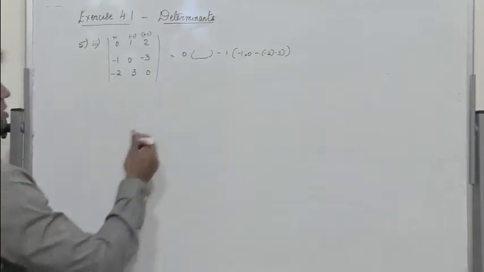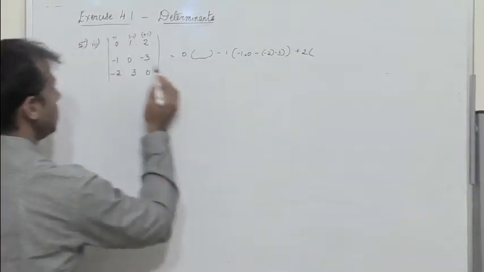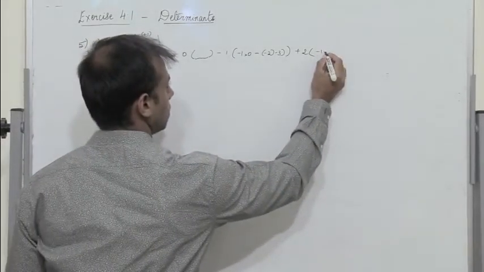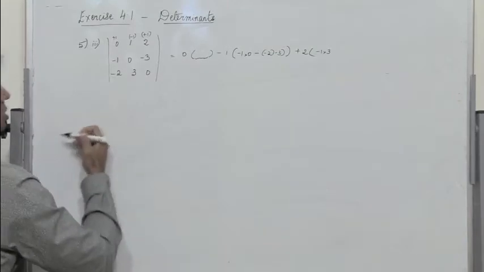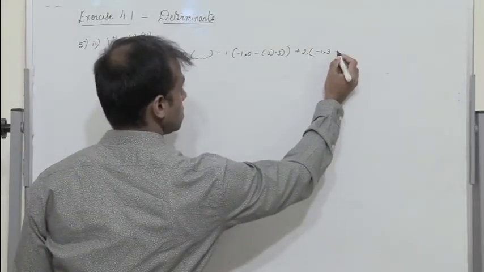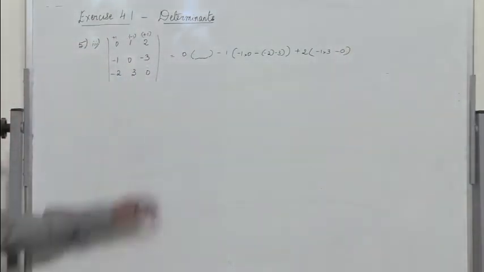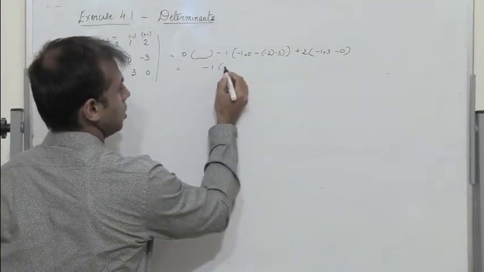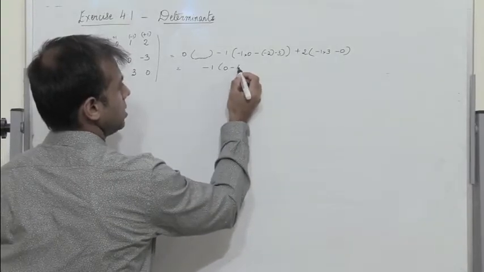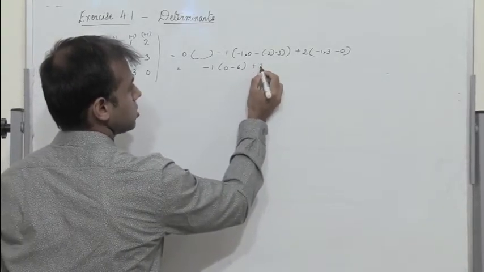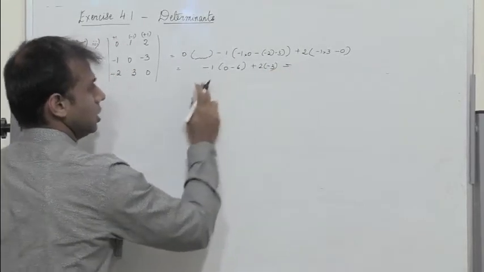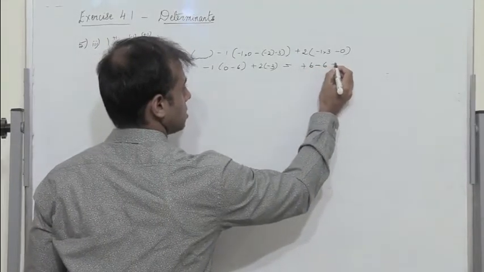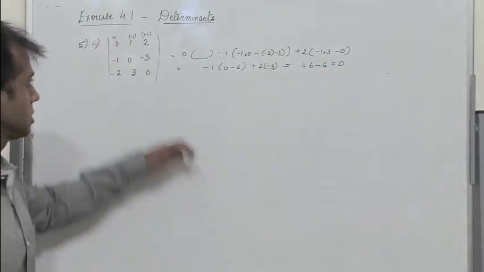Right? Then I have plus 2. So leave the first row and the third column. So I get minus 1 into 3, minus of minus 2 into 0, which is 0 itself. So this is 0. And we have minus 1 into 0 minus 6, and then I have plus 2 into minus 3. So here I have minus 1, minus 6, which is plus 6, and then minus 6, which gives me a value 0 for this determinant.